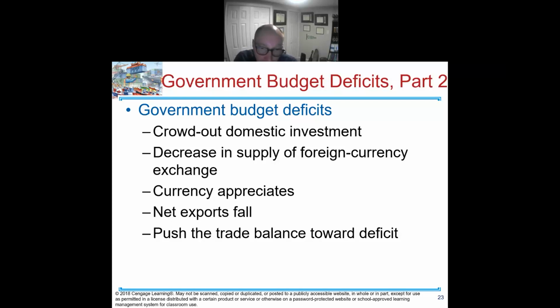The currency appreciates in value. The US dollar goes a little bit further. There's a net exports decrease, and there's a push in the trade balance toward a deficit. These are all results of the government spending more than what they're taking in.